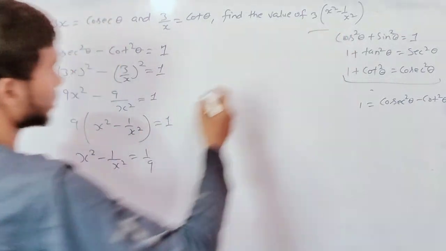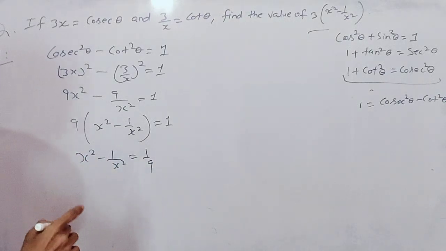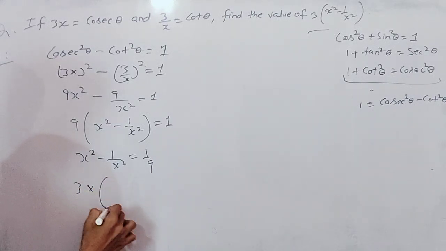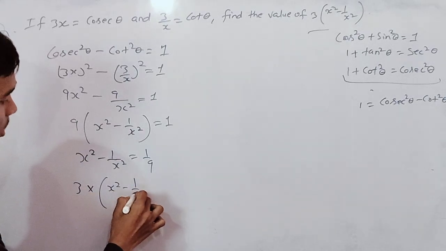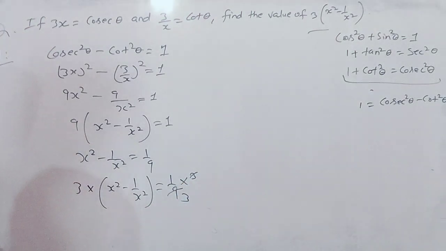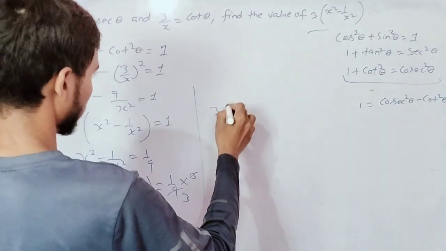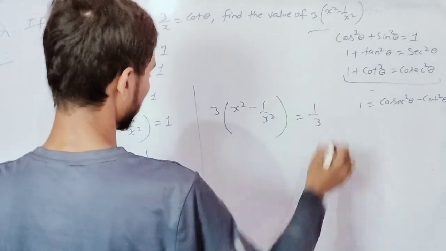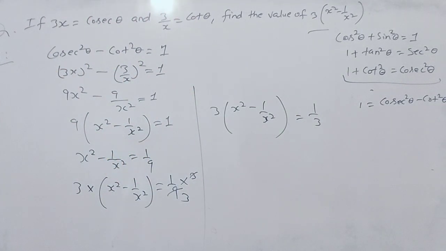We want this 3. Just we will multiply this by 3 and this by 3. 3x square minus, okay, 1 by 3 3 is a 9. So finally we got this. One upon 3, this is the answer. Find the value of this.